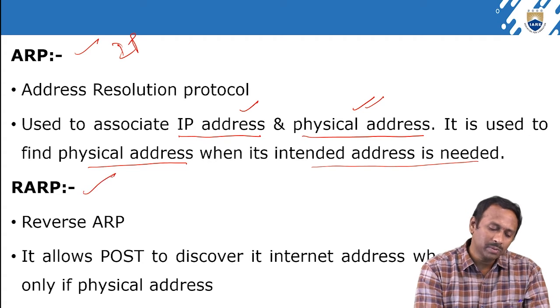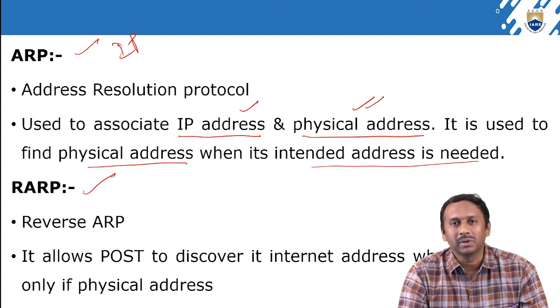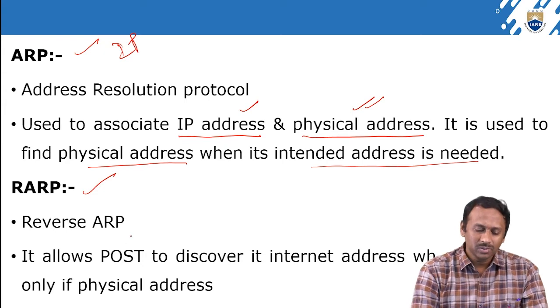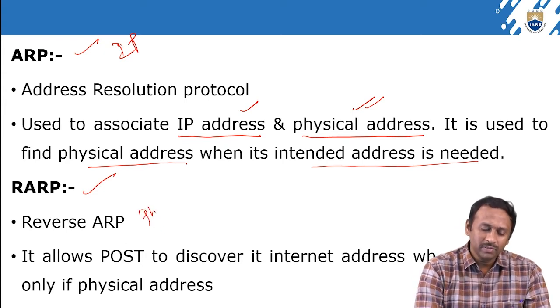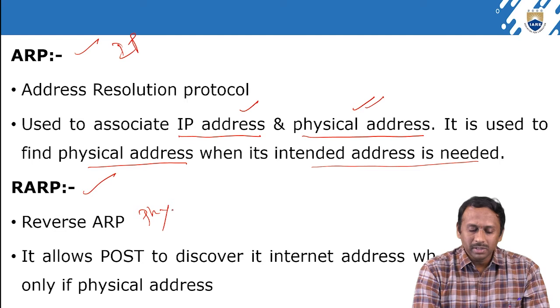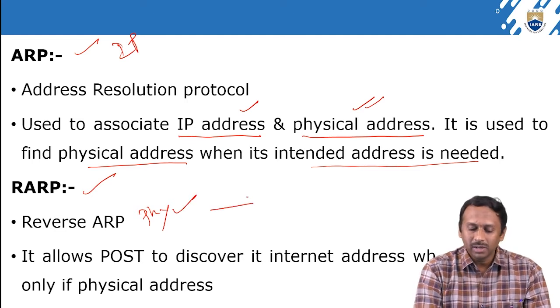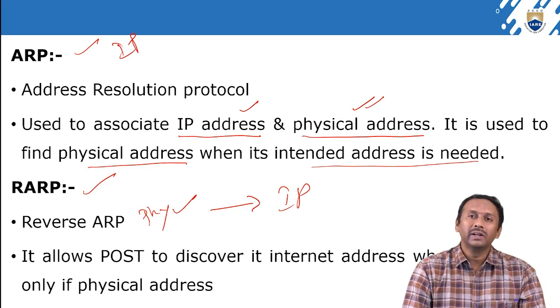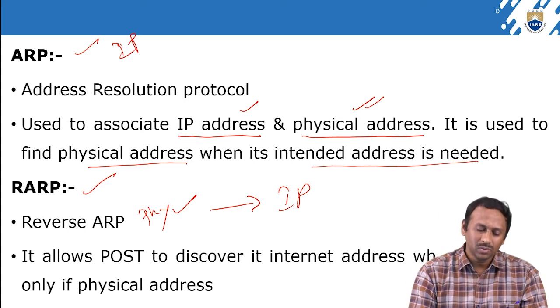And RARP means Reverse ARP, Reverse Address Resolution Protocol. Here it has the physical address, and based on this physical address, it can identify the IP address of the system. And it allows the host. What is a host?